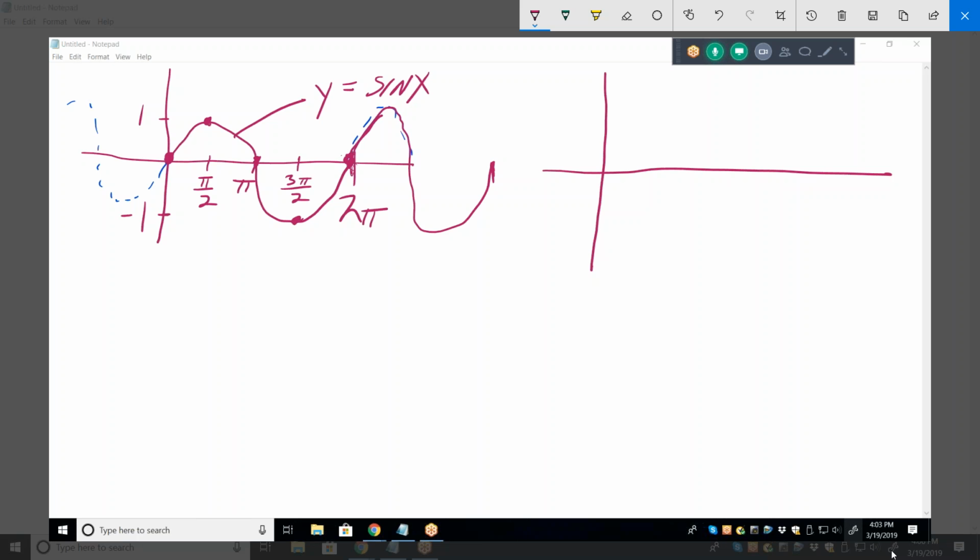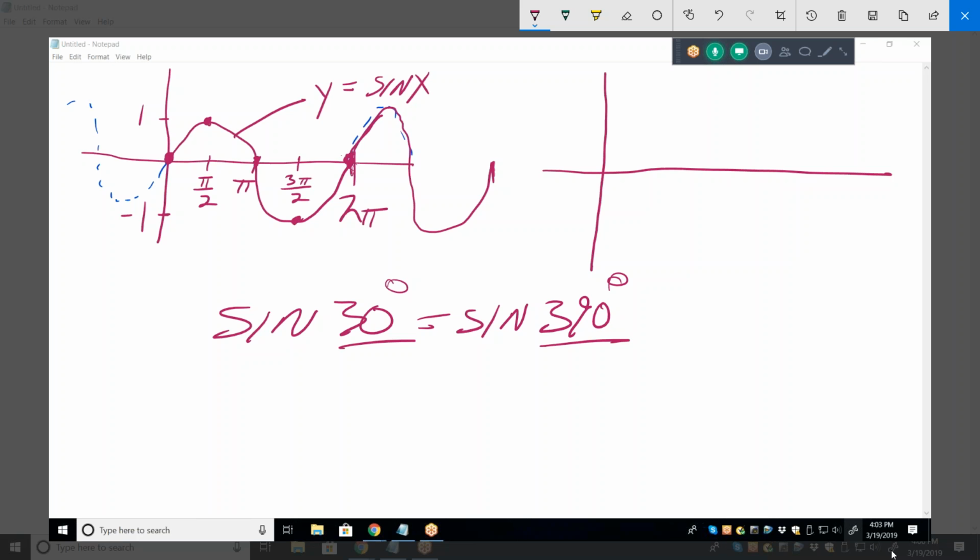And it's also why the sine of 30 degrees is equal to the sine of 390 degrees. In other words, you can always take multiples of 360 out and get the same thing. For coterminal angles, the trig functions are always the same. That's also equal to the sine of 750, if I added another 360. If I go backwards and subtract 360, that's also the sine of minus 330.